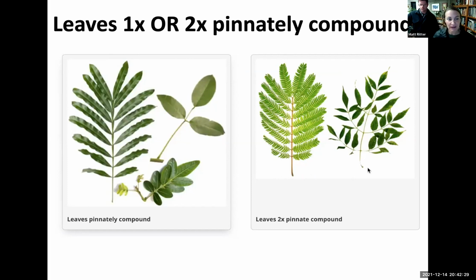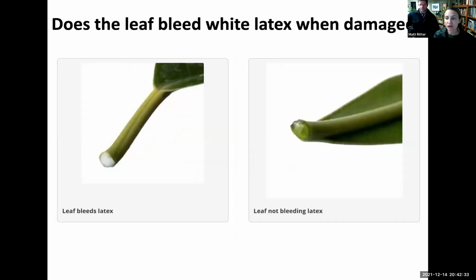Then as you make selections about the leaf attachment and the leaf shape, we decided to separate out trees based on whether or not they bleed a milky white sap when damaged, because it's a pretty great character that you could walk up to a tree and pull a leaf off and then just look if it's bleeding milky white sap or not. And so the question here is, does it bleed milky sap or latex, or does it not bleed that milky white latex?